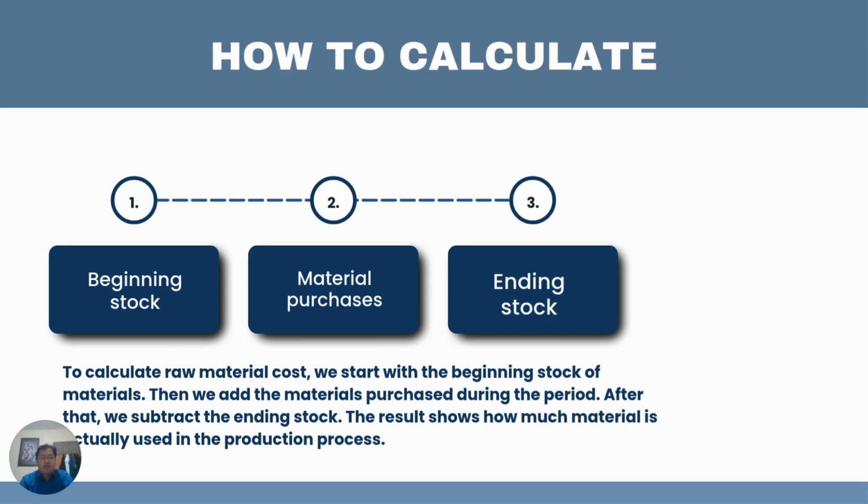How to calculate? First, beginning stock. Second, material purchase. Third, ending stock. To calculate raw material costs, we start with the beginning stock of materials. Then, we add the materials purchased during the period. After that, we subtract the ending stock. The results show how much material is actually used in a process.